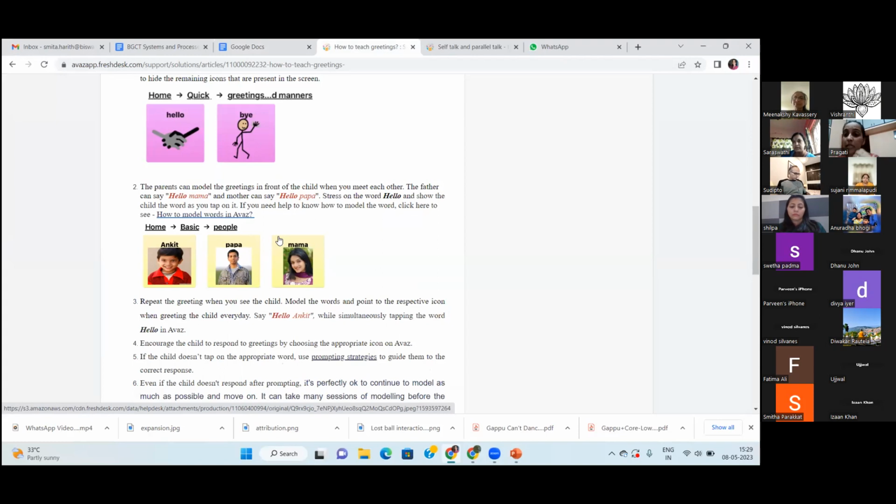So suppose you're just teaching greetings to a child. You could always go to the quick folder. There's the greetings and manners folder in your quick folder. You can keep only hello and bye, and hide the rest of it. You could start with teaching only hello and bye. Okay. You can start using it with the other people in the house by saying hello, mama.